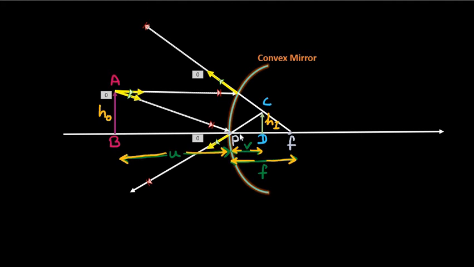Distance between the pole of the mirror and the principal focus is the focal length, that also is represented with a small letter f. Distance between the pole of the mirror and the image is represented with the letter V, which is the image distance. Distance between the pole of the mirror and the object is known as the object distance, and that is represented with the alphabet U. So these are the physical quantities we will be using for the derivation.